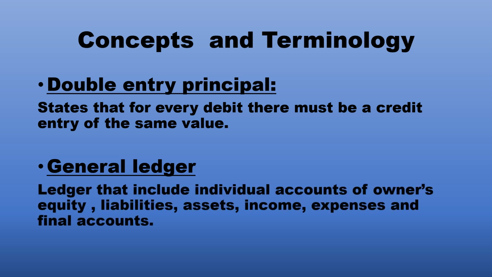So in simple terms, a general ledger includes individual accounts for owner's equity, liabilities, assets, income, expenses, and final accounts. So every transaction is recorded in these accounts.